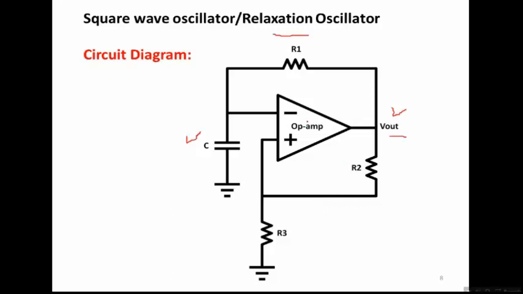So first of all, look at the circuit and see that the op-amp is connected in feedback, and there are two types of feedback in the circuit. One is the positive feedback, you can see here, and the other one is the negative feedback. So both feedbacks are applied in the op-amp. So how the circuit would behave in the presence of both feedbacks, that we have to see.